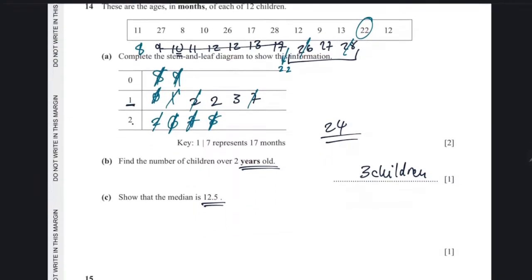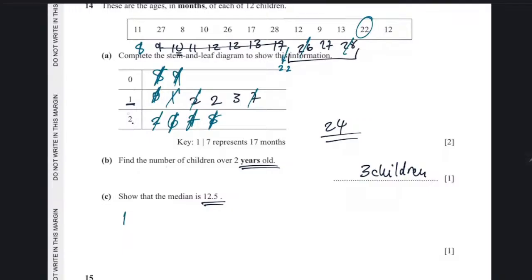The only way to get median is to add and divide by 2. And they are on 1. So that's a 12 and a 13. 12 plus 13 divided by 2, which is 12.5. That's the median.